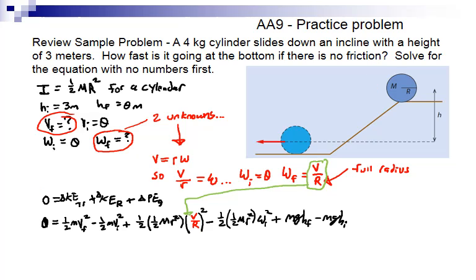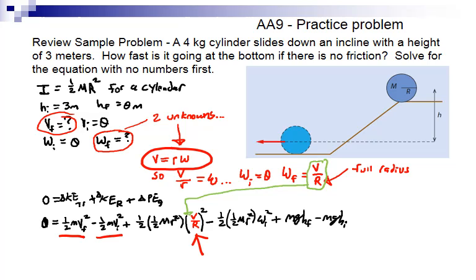And so we have translational 1/2 m v final squared minus 1/2 m v initial squared, and then plus 1/2 I omega squared, which in this case we have v over r in place of omega, right? Because we know v equals r omega, and we can set the linear speed over the radius and get that.